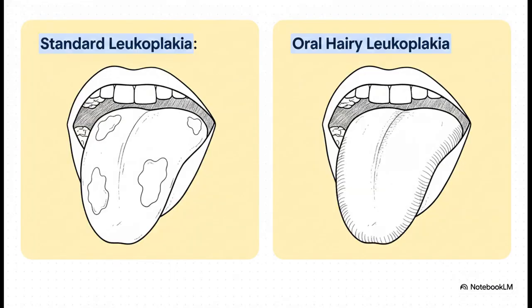The crucial distinction here is telling this apart from oral hairy leukoplakia. Hairy leukoplakia shows up as multiple white corrugated lesions, specifically on the lateral borders of the tongue. It's induced by the Epstein-Barr virus, occurs almost exclusively in immunocompromised patients, and mandates immediate HIV testing.